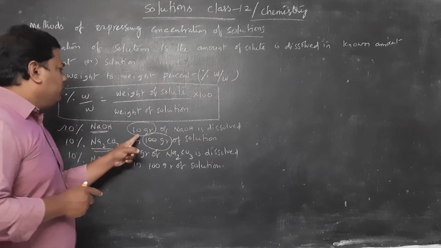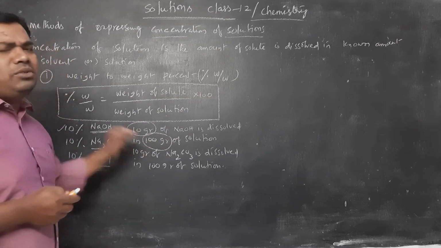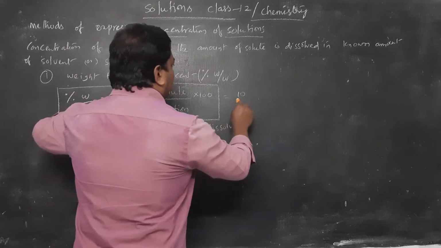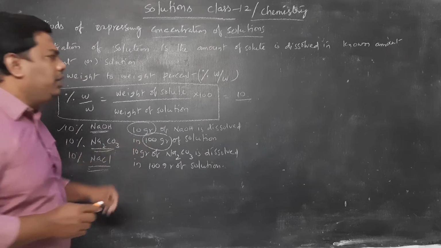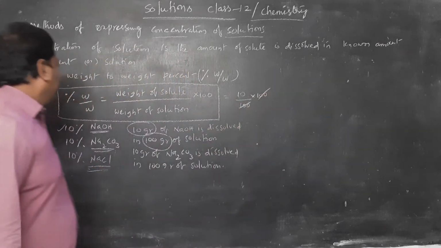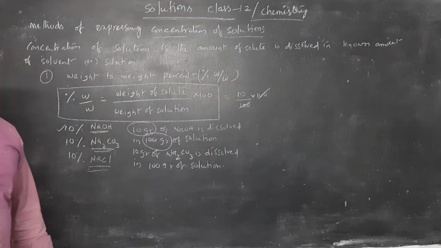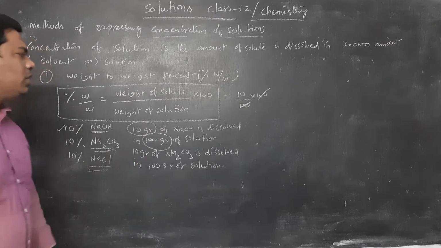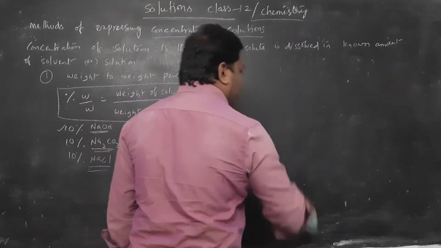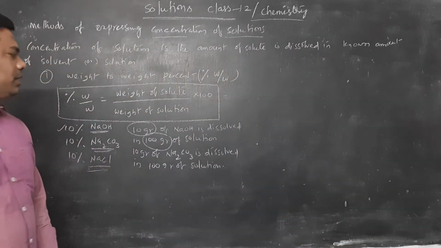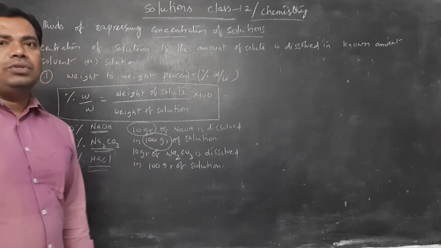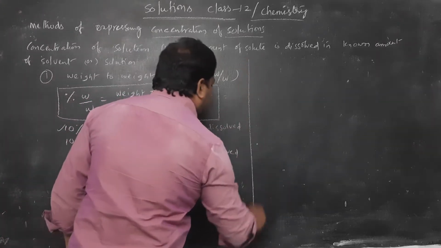We will calculate: 10 grams of sodium hydroxide means the weight of solute is 10, divided by the weight of solution, 100, into 100. So the weight by weight percentage is 10%. So 10% means 10 grams of solute is dissolved in 100 grams of solution. This is the weight to weight ratio.